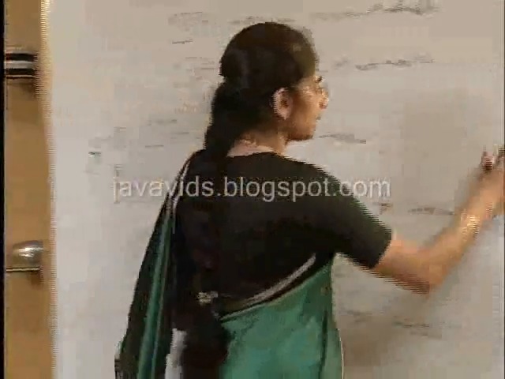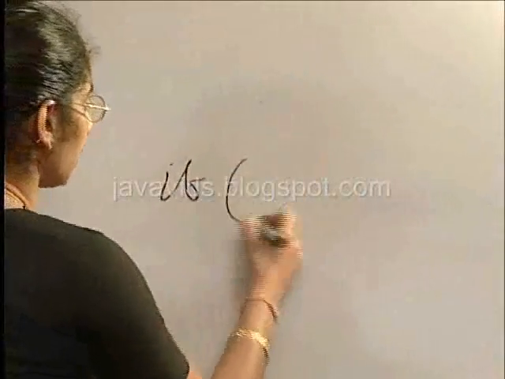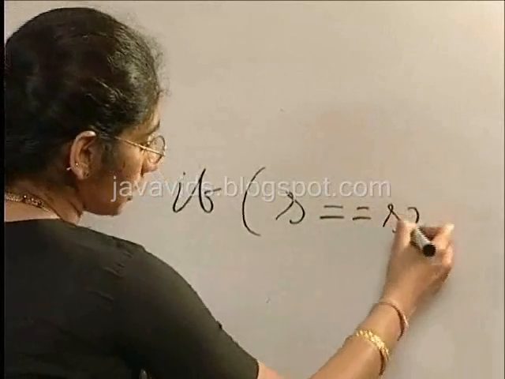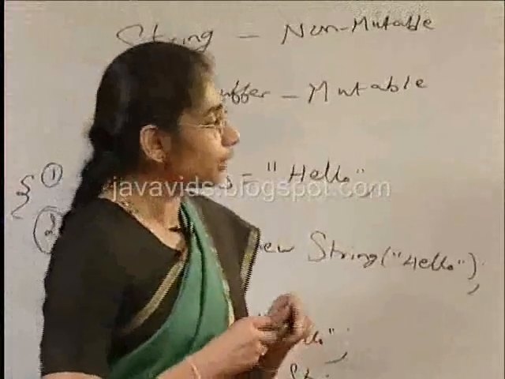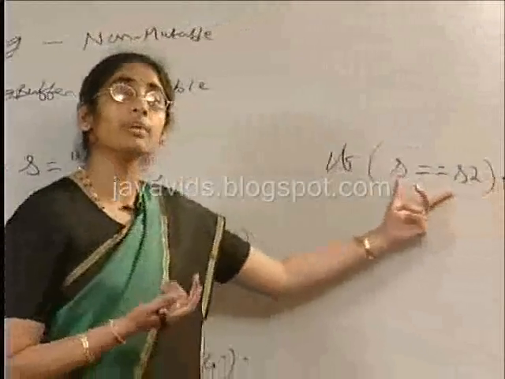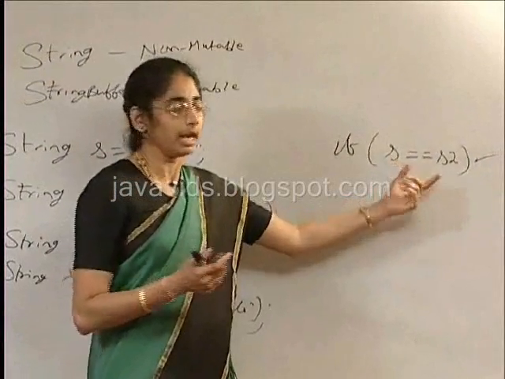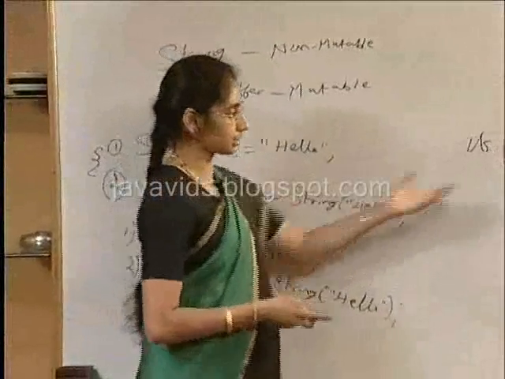So in such a case, if you were to compare two strings to see whether both the strings are equal, if you were to compare by saying s double equals s2, you get true. Because what am I comparing here? I am comparing the address, not the content. And in this case both happen to be pointing at the same memory location, so it will return true.